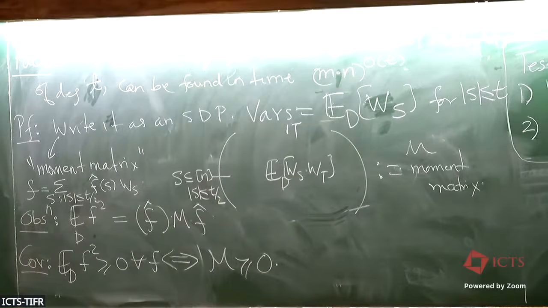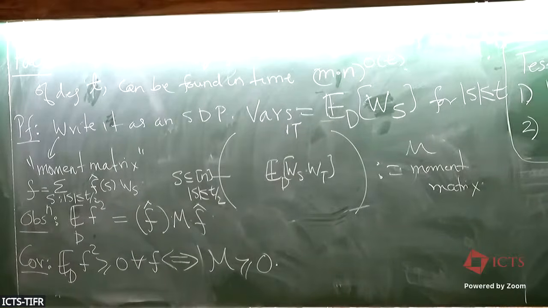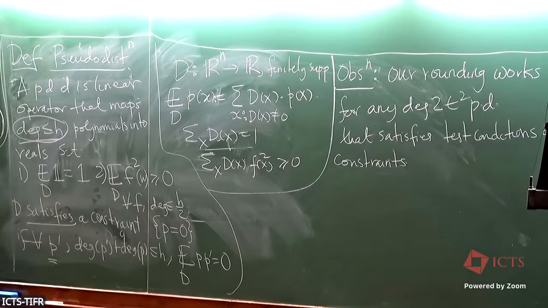First notice that, even though I want to enforce this on all p prime, it's enough to enforce it on p prime that are monomials. And so there are only d to the 2t, or n to the 2t, different monomials. This corresponds to n to the 2t different linear constraints, so it's polynomially many linear constraints on the entries of this matrix. Feel free to ask more questions.